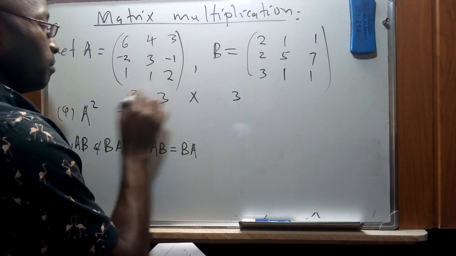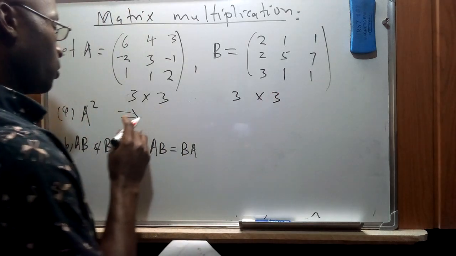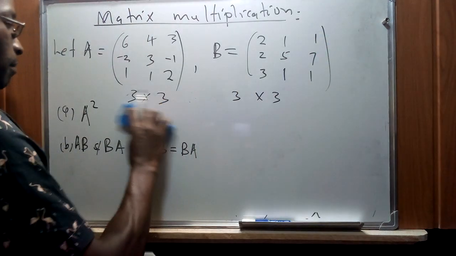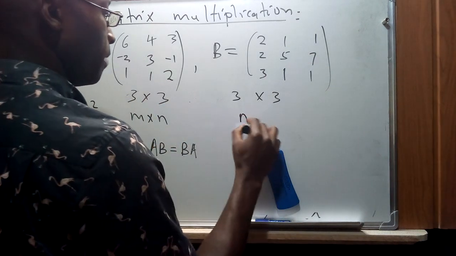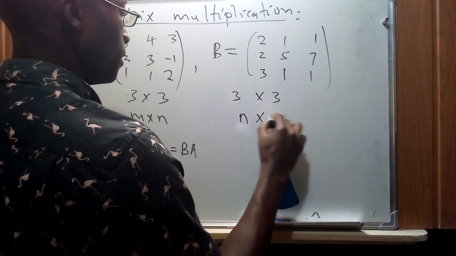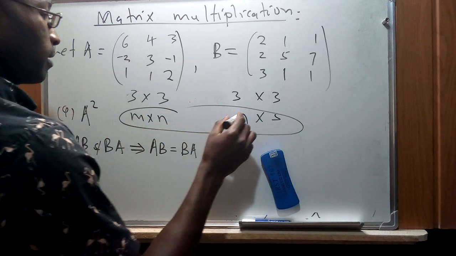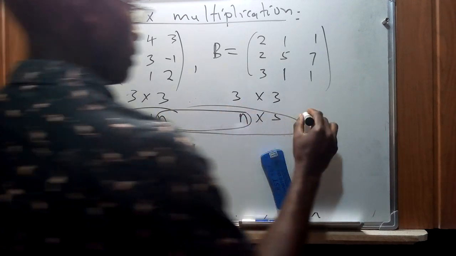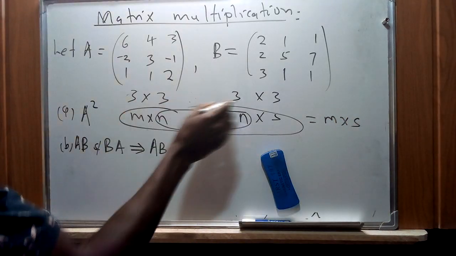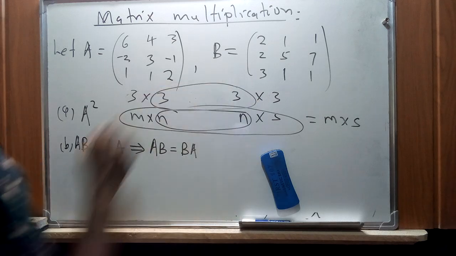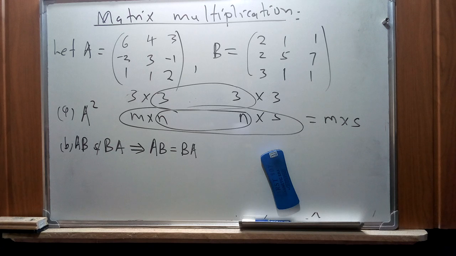Basically the first one is a 3 by 3, and then the second one is a 3 by 3. Now, given that we were given a general example for M by N matrices and M by S matrices, we said that the product is going to be an M by S matrix. Therefore, if this is a 3 by 3 matrix and they are the same, then the answer for that specific matrix is defined.